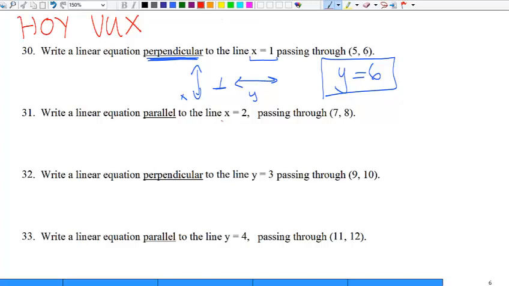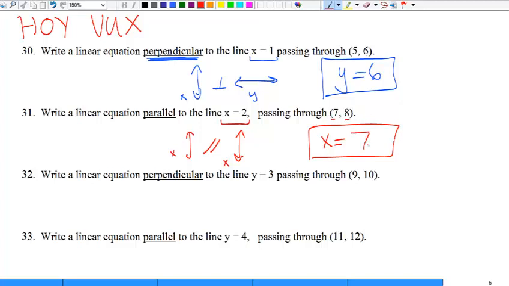The next problem has x equals 2. I want parallel to x equals 2. Well, because it's an x equals, that's a vertical line. What's parallel to a vertical line? Well, another vertical line, which is another x equals. So my answer is going to be x equals some number. Which number could it possibly be? Well, you can either pick from 7 or 8, but because it's an x, it's the 7.